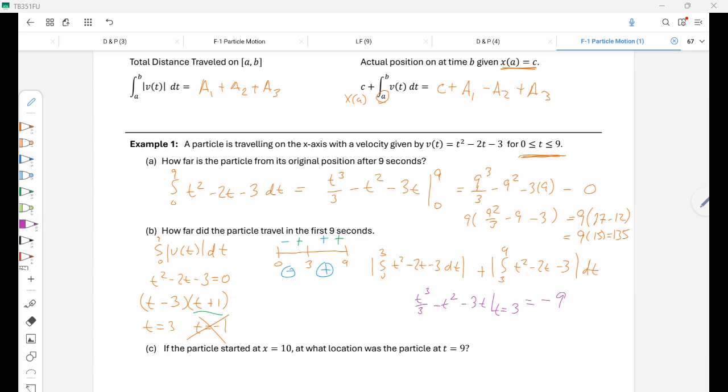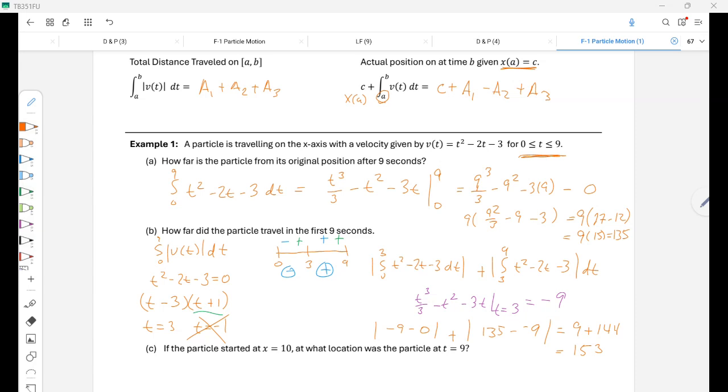Okay. So then back to orange, that gives us the absolute value of -9 minus 0 plus the absolute value of 135 minus -9. So yeah, it seems like we traveled a total of 18 more, because this ends up being 9 plus 144, which is 153. I don't know why my brain wouldn't brain on that one. Cool.